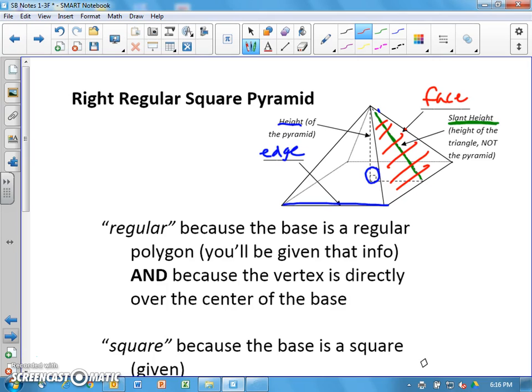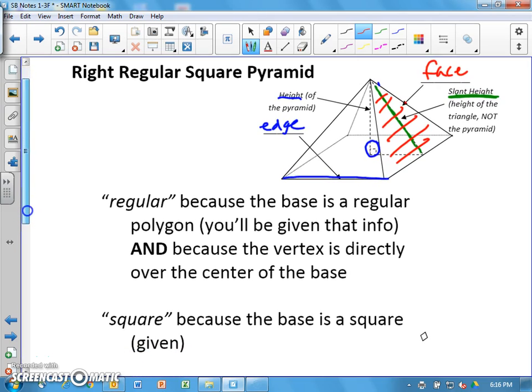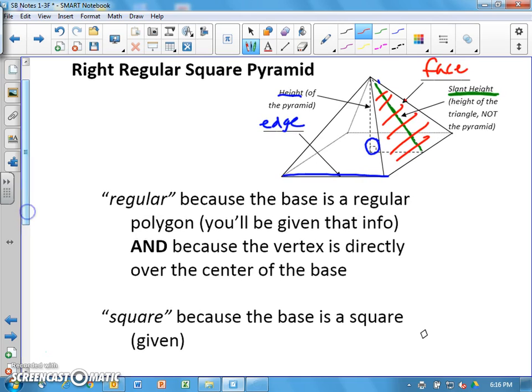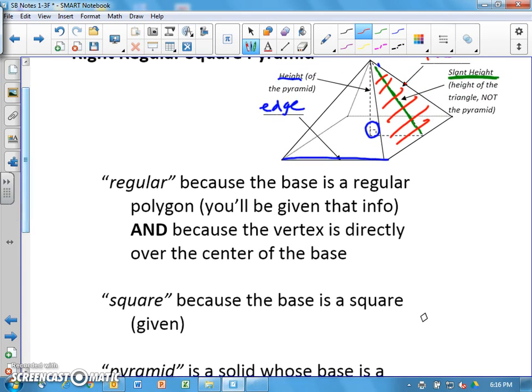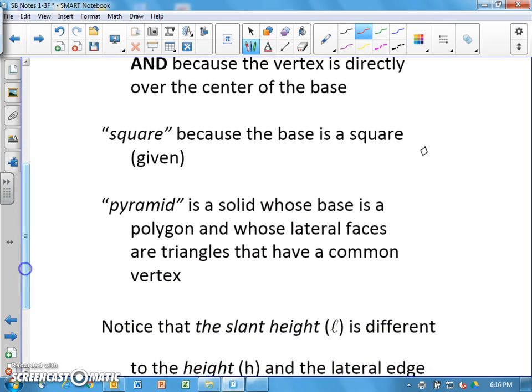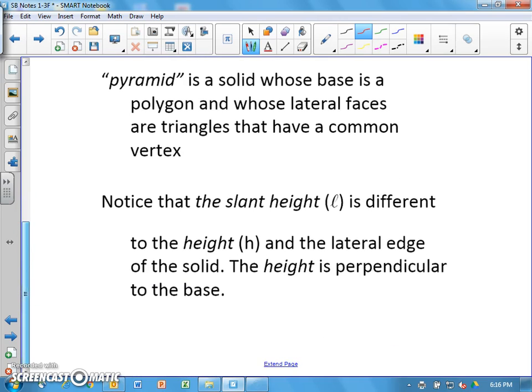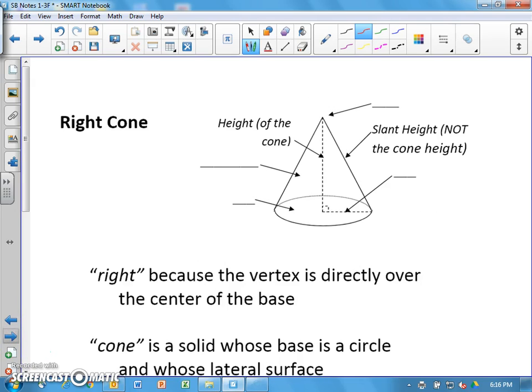Again, we call this regular because the base is a regular polygon, and you would be given that information, and because the vertex is directly over the center of the base. If this is regular, then that rectangle would have to be a square, and we would let you know. Square because that's what a regular rectangle is. And it's a pyramid because the base is a polygon, the lateral faces are triangles, and they have a common vertex. Notice that your slant height, again, is different than your true height. Your true height, always perpendicular to the base. Obviously an important fact because we keep repeating it.